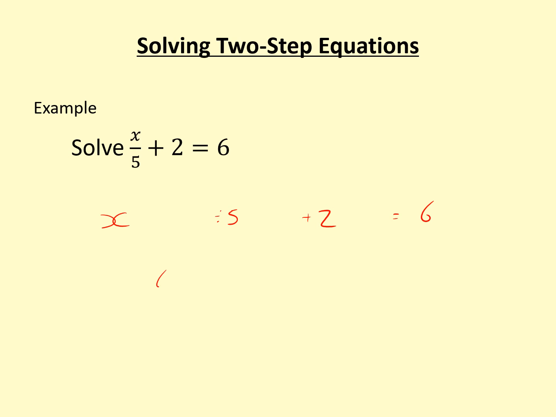So working backwards, starting with the 6, we do the opposite. We take away the 2, gets us 4. Then we do the opposite. We multiply that by the 5. So 4 times 5 gets me 20. So x for that one must equal 20.